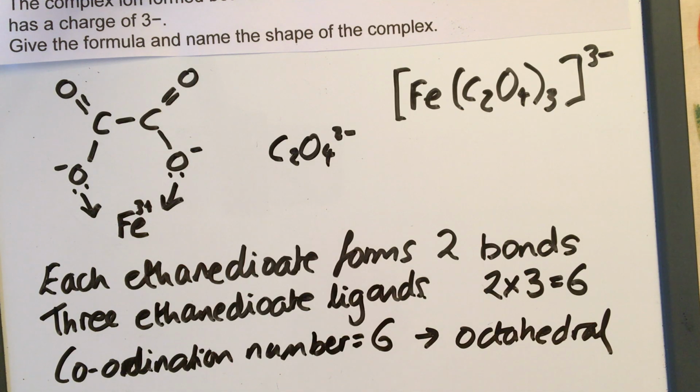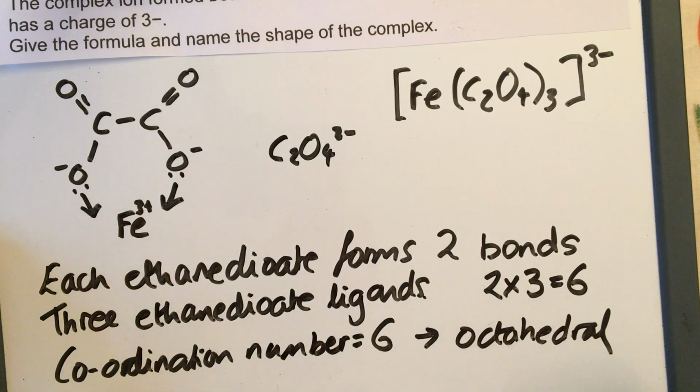So that's really answering the question. You just work out the coordination number and then you think about how those might be arranged. If you're not sure, then you can either give both suggestions or choose one. But with a coordination number of 6, it's going to be octahedral.